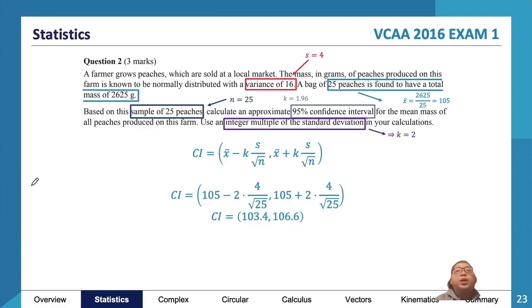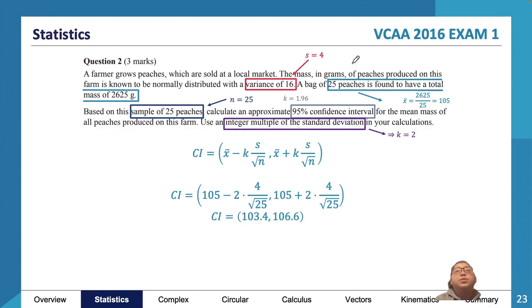So it'll be 105, we can pop that in where the sample means are, times 2, which is our integer multiple of k, times 4 over root 25. That's because 4 is the standard deviation of our overall population distribution, but it's not the standard deviation of our sample, so it's 4 over root 25, which gives us the standard deviation of the sample. So 4 on 5 equals 0.8, and so you'll have 105 minus 1.6, which works out to be 103.4, and 105 plus 1.6, which works out to be 106.6.